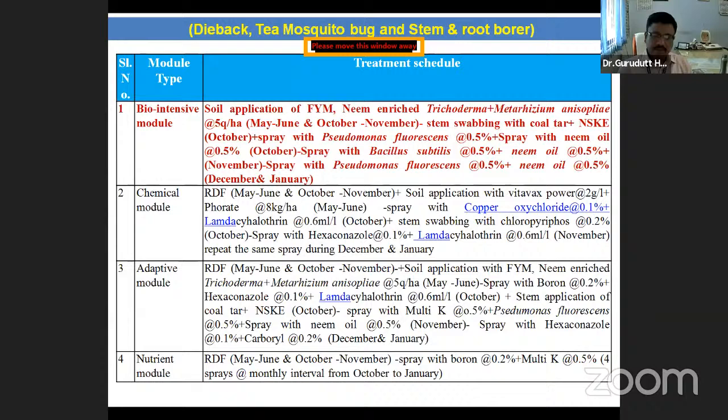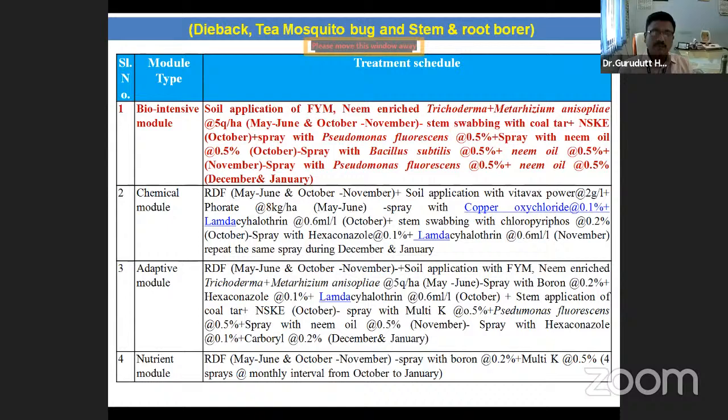So this is a combination. This adaptive model means we have compared the different modules to manage various insect pests and diseases of cashew, because we had one NABARD funded project. In that, we made some modules like biointensive, meaning only biological control agents. Chemical means only chemicals. Adaptive means it is integrated. Nutrient modules mean only supplying the nutrients to manage pests and diseases.